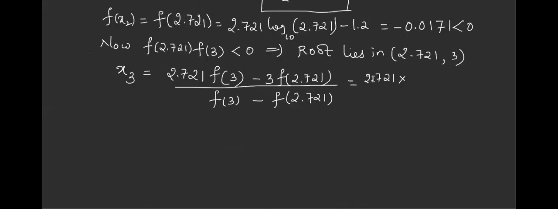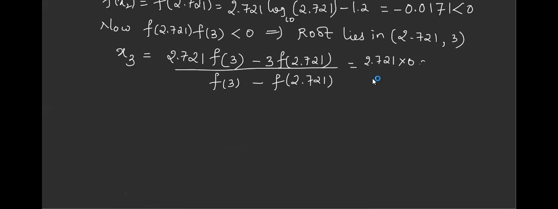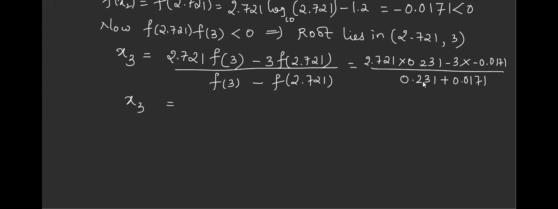0.231. Yes, 0.231 minus 3 into f of the next value, which is minus 0.0171, divided by 0.231. What happens now? This second value is negative, so minus into minus becomes plus. Hope I can write now at this step. Tell me the answer. Ma'am, 2.839.